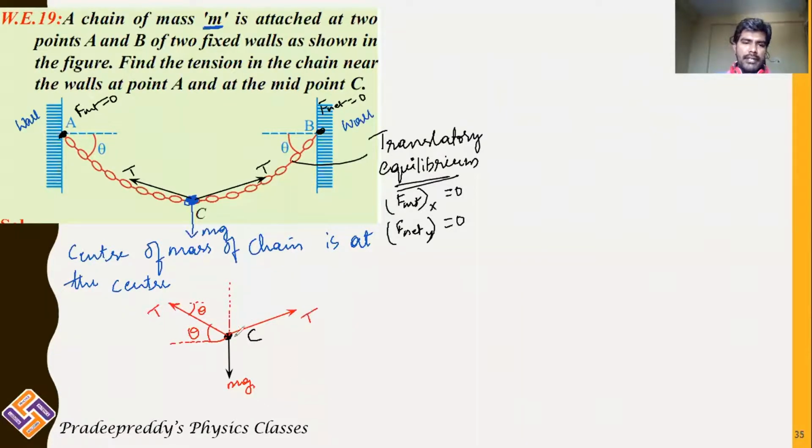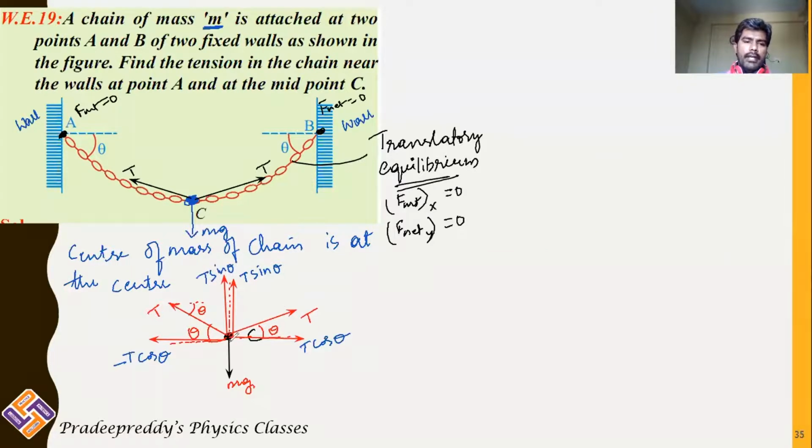Now you can resolve tension into components because tension is in the plane. This is angle theta. As tension is in the plane, I can resolve this into two components: one component along horizontal, another component along vertical. Now I can write those components as T cos theta, because it is the adjacent side of the triangle, and this is T sin theta. Obviously this is T cos theta. One is positive and the other one is negative, and this part is T sin theta.